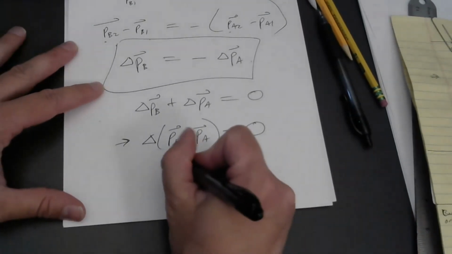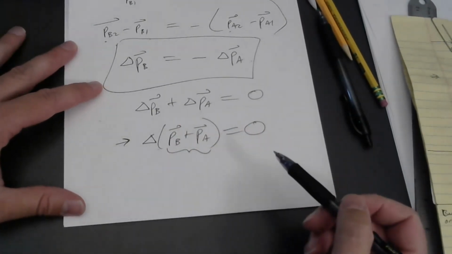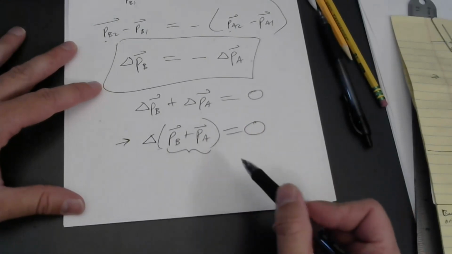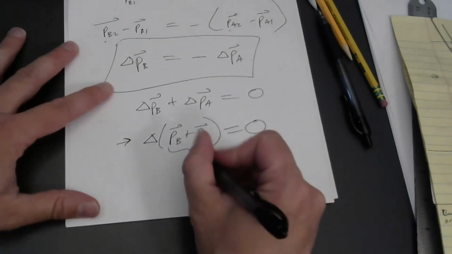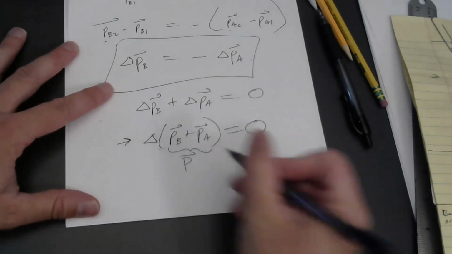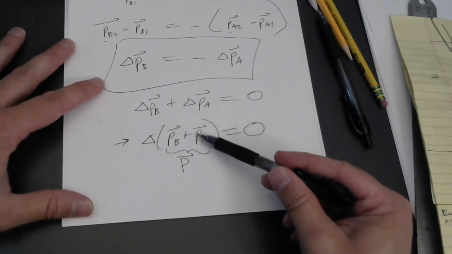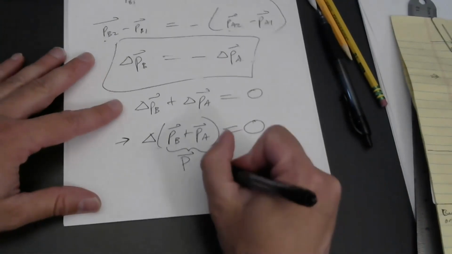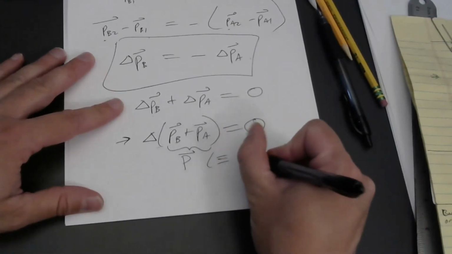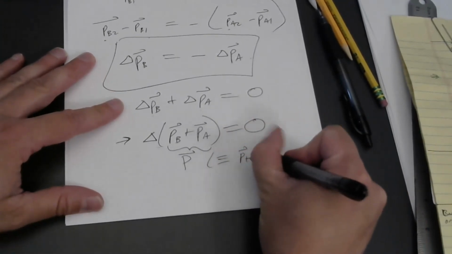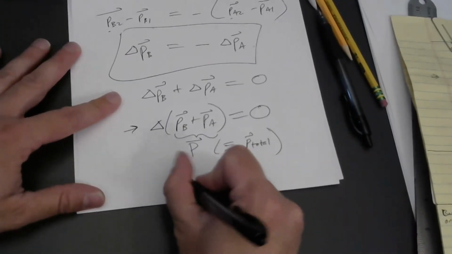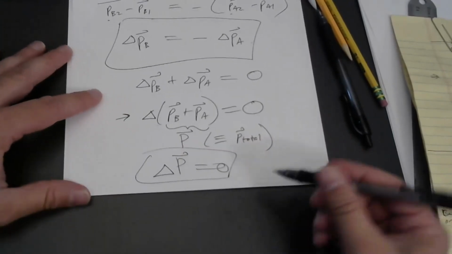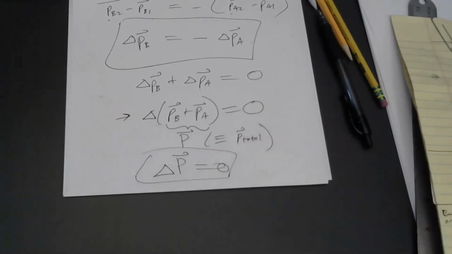What should we call this? Well, since we've only got 2 objects in our system, mass A and B, if you add up their momenta, that should be the total momentum. So I'm just going to call that capital P. Hopefully you can tell the difference between the lowercase p and the capital P. And I don't need a subscript because it's the total momentum. So I'll say that's defined as P total. Okay, so in other words, the change in total momentum is 0. That's another way to think about this whole concept.